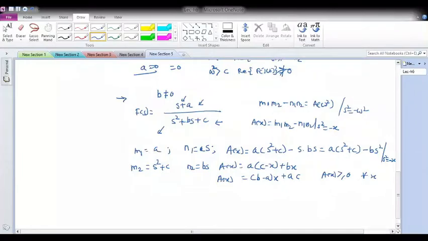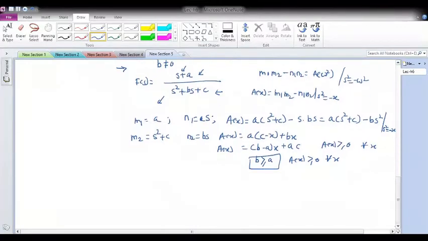Okay, so this will be greater than or equal to 0 when b is greater than or equal to a. Then a of x will be greater than or equal to 0 for all x. Basically, this is the condition for the function to be PR when the numerator consists of a first order polynomial and the denominator consists of a second order polynomial. So b has to be greater than a for the PRF.